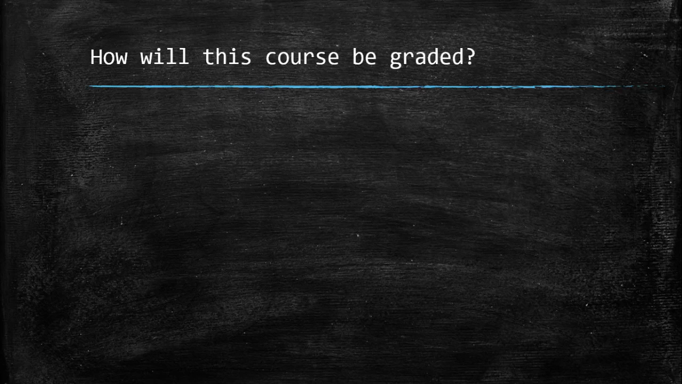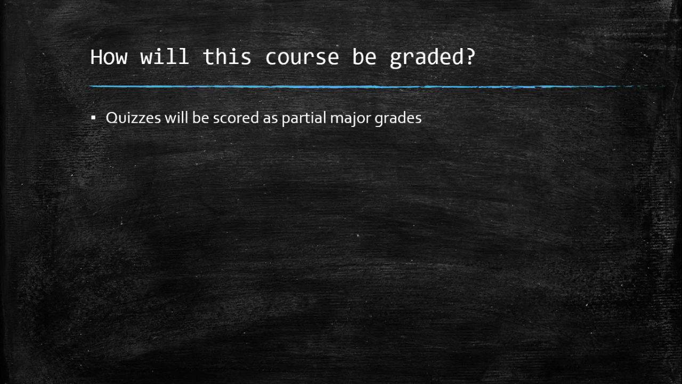How will this course be graded? How will it look in the grade book? Well, I'm going to score every quiz that you take for each lesson, so that could be 5, 6, or even 7 quizzes per marking period, and all of those will be scored as partial major grades. I know that's kind of weird, scoring a quiz as a major grade, but trust me, the math works out like I need it to.